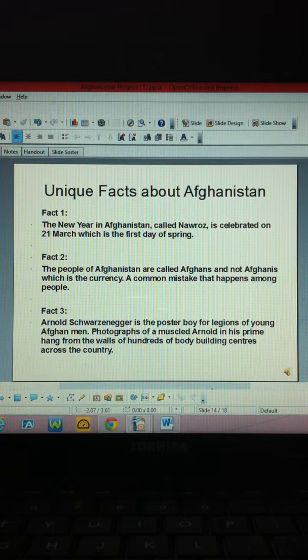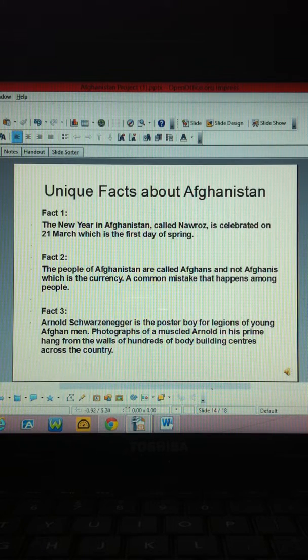Fact 1. The new year in Afghanistan, called Nowruz, is celebrated on the 21st of March, which is the first day of spring. Fact number 2. The people of Afghanistan are called Afghans, not Afghanis, which is the currency, and that is a common mistake which happens among people.